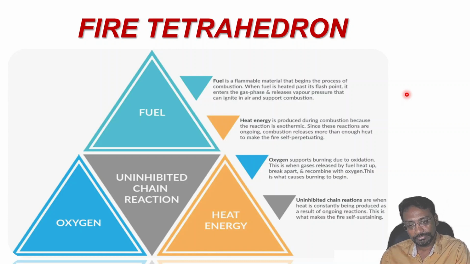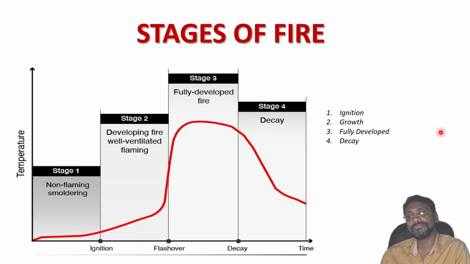That may be a flammable material like petrol, diesel, kerosene or wood, paper, or solid combustible items, all those things. Heat energy is produced during combustion because of the exothermic reaction, and oxygen supports the burning due to oxidation. This is when gases released by fuel heat up. And an uninhibited chain reaction is where heat is constantly being produced as a result of ongoing reaction, that is chain reaction. And these are the four stages of fire.